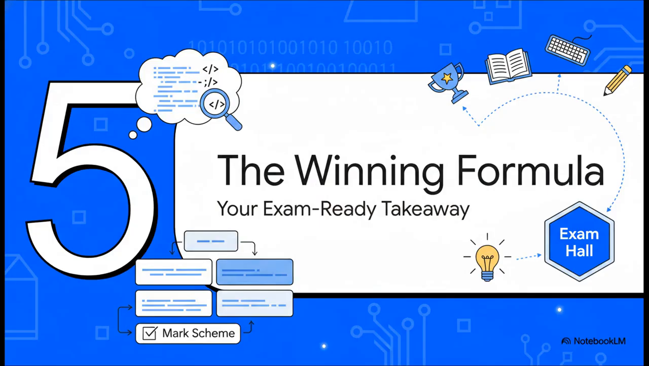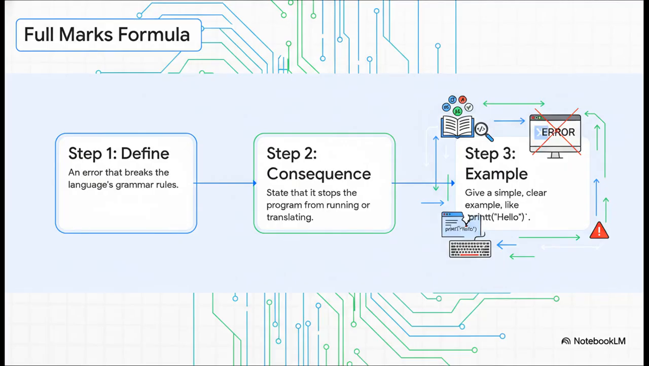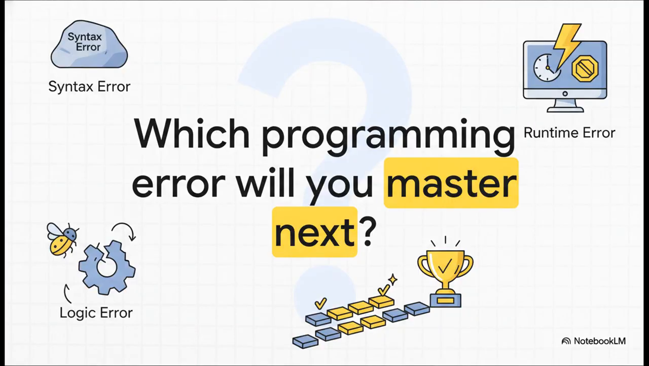We've broken down the question, we've looked at it from the examiner's point of view, and we've picked out the best, simplest examples. Now let's put it all together into one simple, winning formula that you can take right into the exam with you. And here it is, your 3-step plan to get 2 out of 2. Step 1, define it. It's an error that breaks the grammar rules. Step 2, state the consequence. It stops the program from running or being translated. And step 3, give a dead simple example, like a misspelled keyword. You follow that formula, and those 2 marks are yours. Guaranteed.